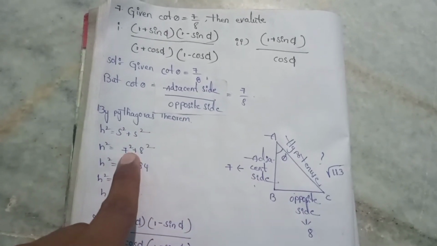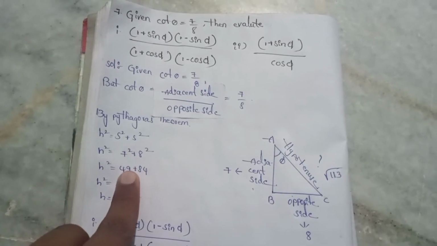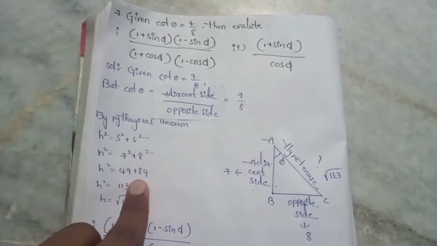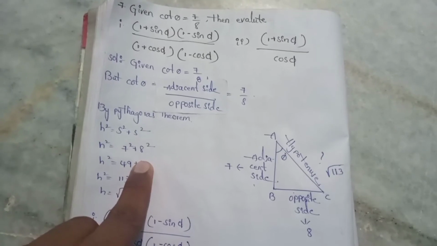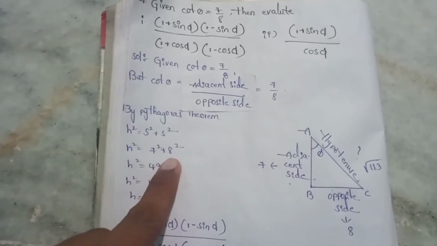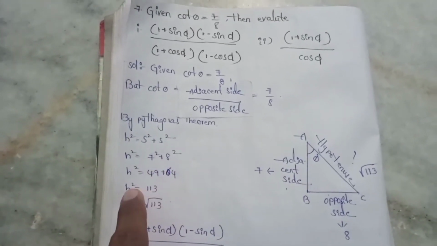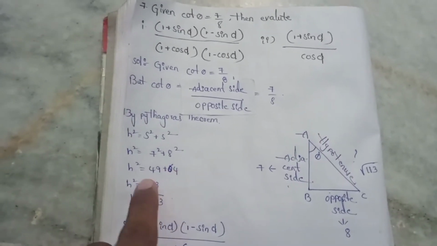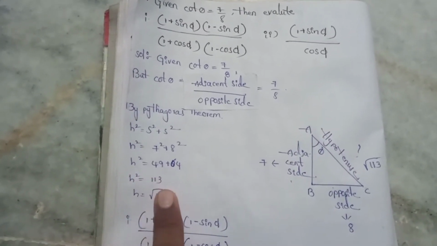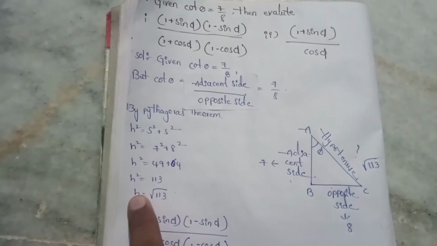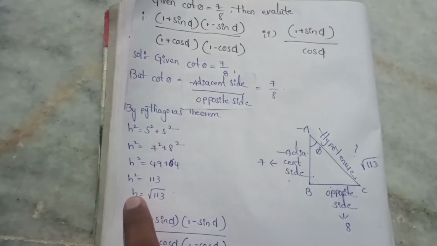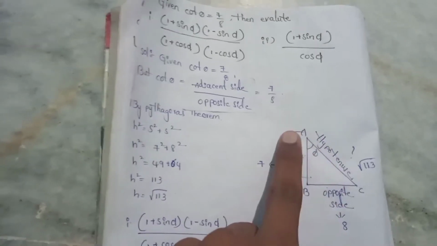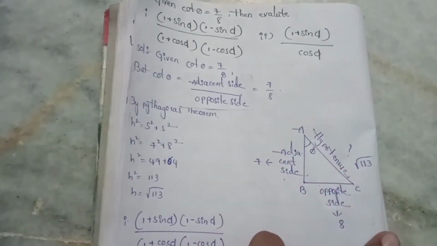Hypotenuse square is equal to 7 square, which is 49, plus 8 square, which is 8 into 8, 64. Hypotenuse square is equal to 49 plus 64, which is 113. When the square goes to the RHS it becomes a root. So hypotenuse is equal to root 113. This is the hypotenuse, AC is root 113.